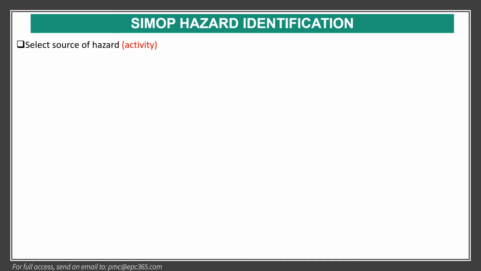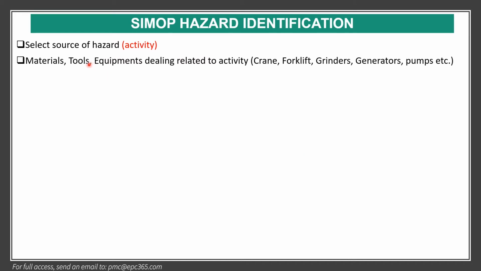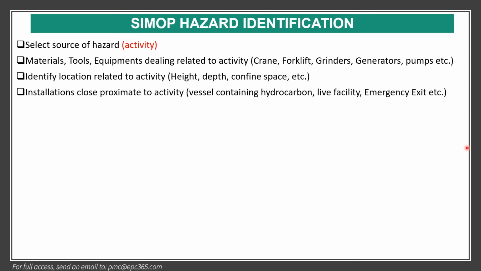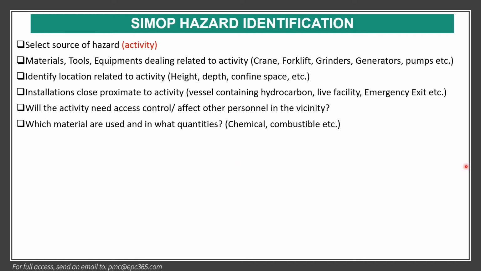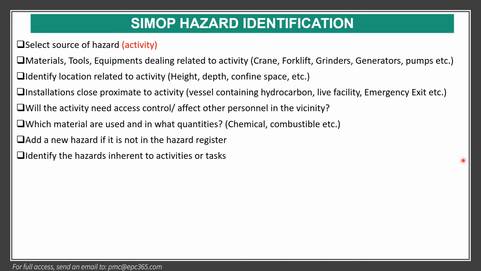SIMOP hazard identification. So we have to select the source of hazard, for example, activity, material, tools, equipment related to the activity, crane, forklift, etc. Identifying location related to activity: height, depth, confined space. Installation in close proximity to the activity: vessel containing hydrocarbon, life facility, emergency exit, etc. Will the activity need access control that affects other personnel in the vicinity? Which materials are used and in what quantities? Chemical, combustible. And also add a new hazard if it is not in the hazard register.